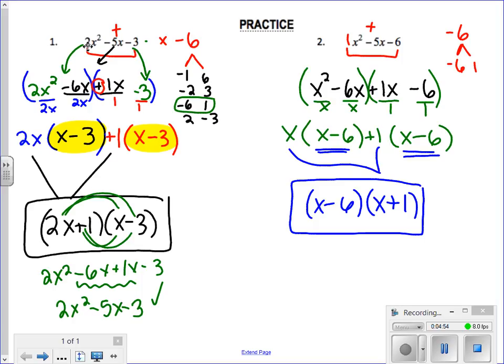Go ahead and try 3 and 4. If you have questions after trying those, looking at the answer key on Canvas, then come on into office hours and ask your instructor for help.